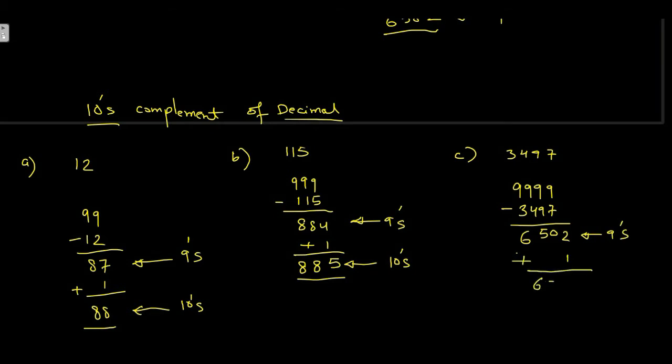So in this way we can represent any decimal number in 9's complement or 10's complement. In case of 1's complement and 2's complement, it is for binary numbers, and 9's and 10's is for decimal numbers.